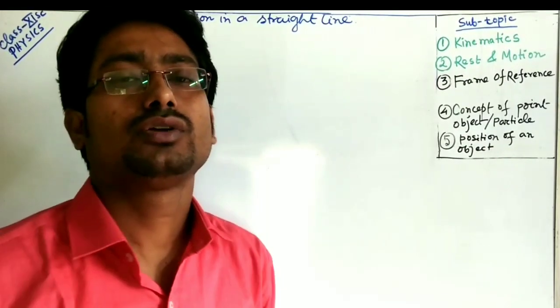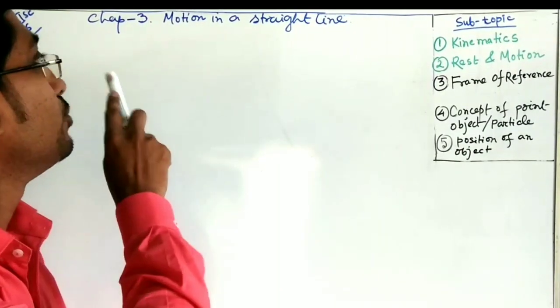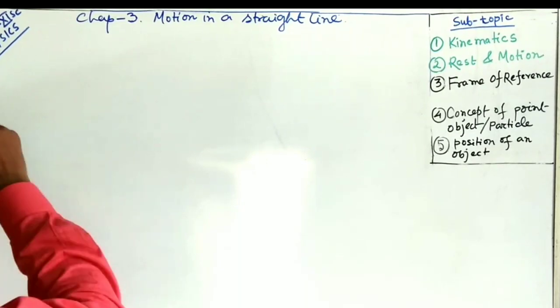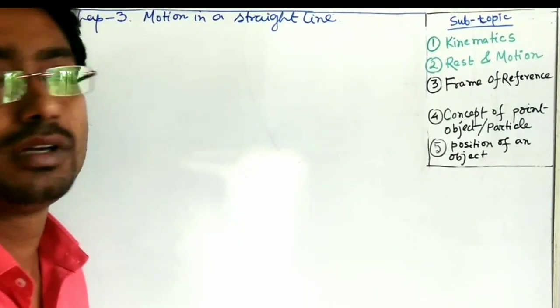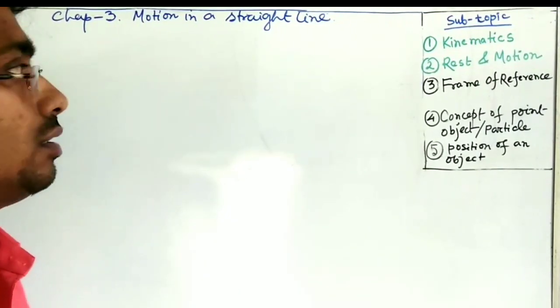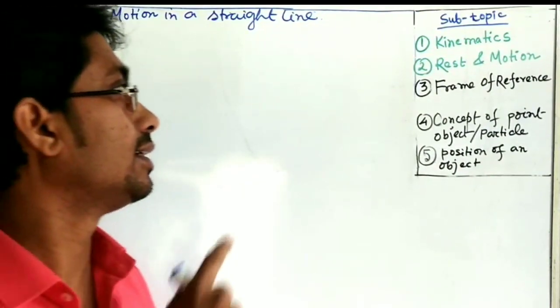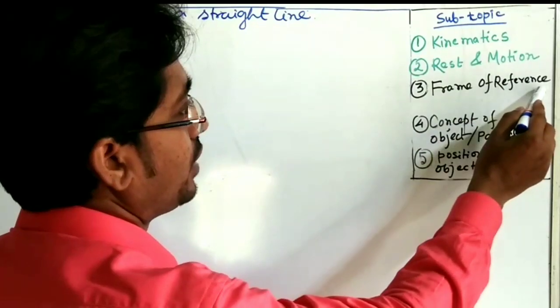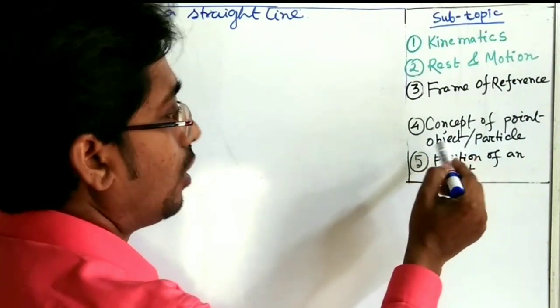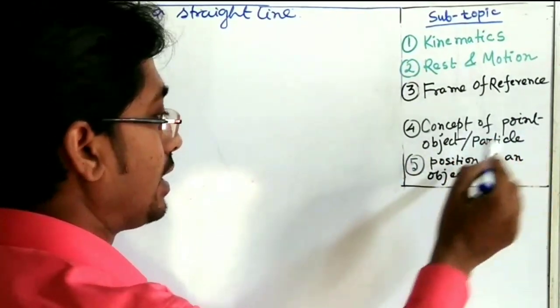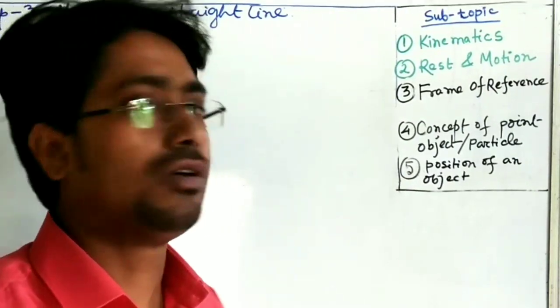Dear student, today we'll learn about chapter 3, motion in a straight line. It is under class 11 science physics. Under this chapter we'll discuss the subtopics: number 1, kinematics; number 2, rest and motion; number 3, frame of reference; number 4, concept of point object, that is particle; and number 5, position of an object.